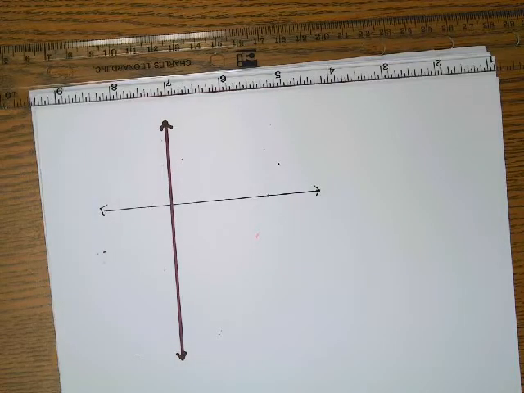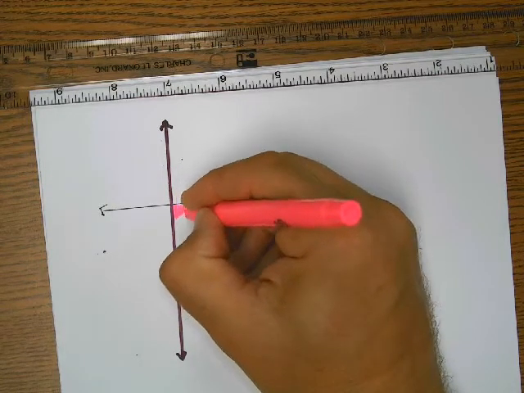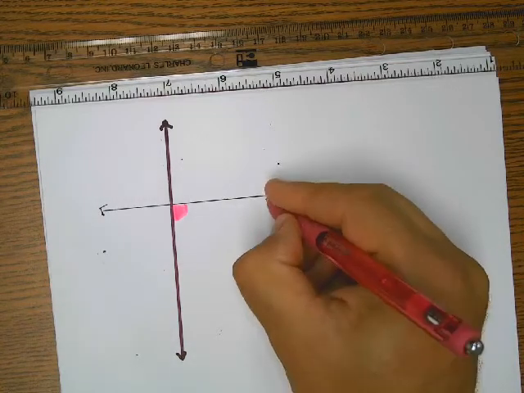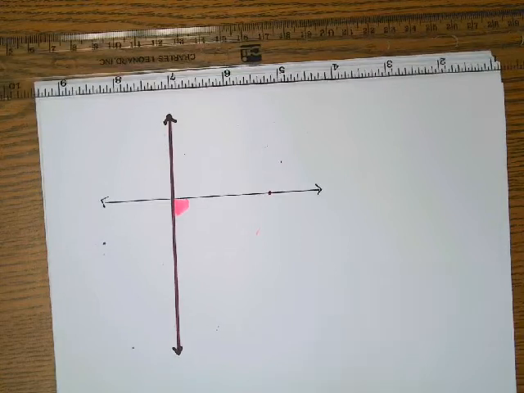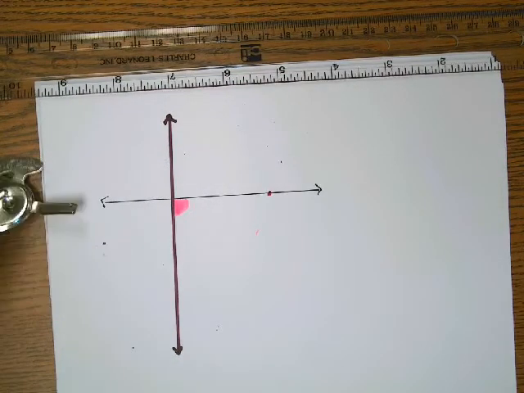So essentially what happens then is this becomes a construction where I'm just copying the angle. Copying that angle. Don't forget to give yourself a random point out here. Now I'm going to copy the angle.